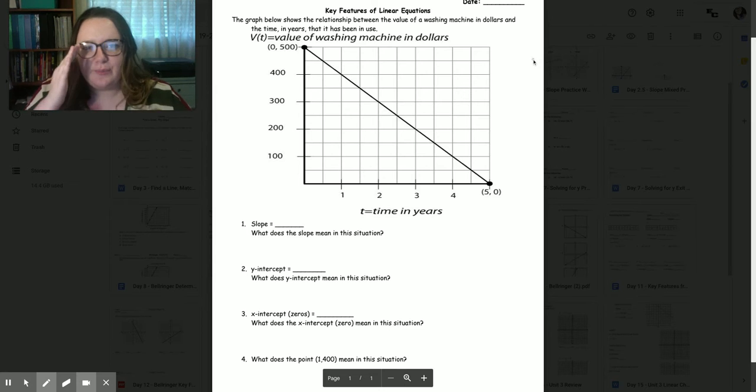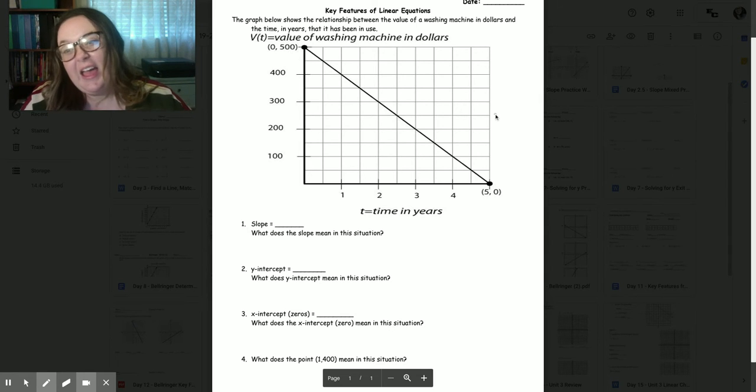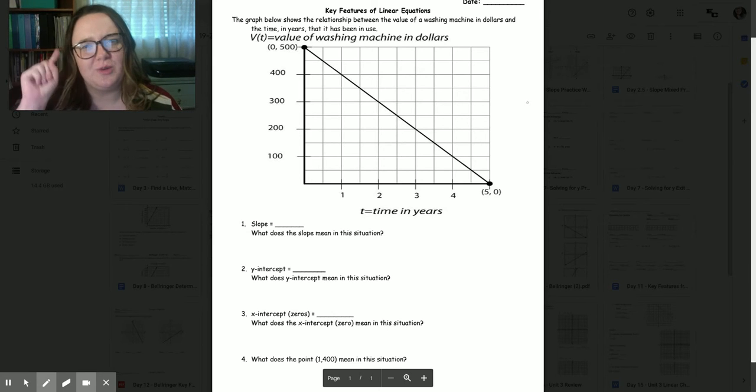So this example says, the graph below shows the relationship between the value of a washing machine in dollars and the time in years that it's been in use. Before we get started, let's get something straight. If I purchased a brand new washing machine back in 2001, that washing machine was top of the line. It was so much money and it worked great. But I still have that same washing machine now in 2020. Do you think it's worth the same amount of money?